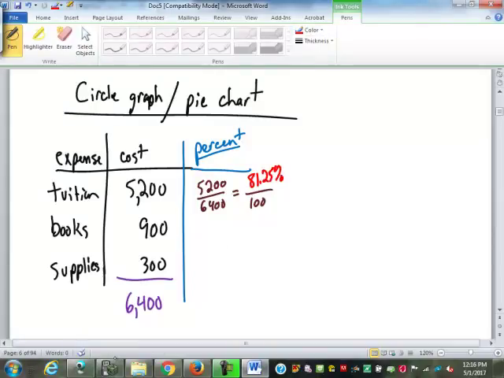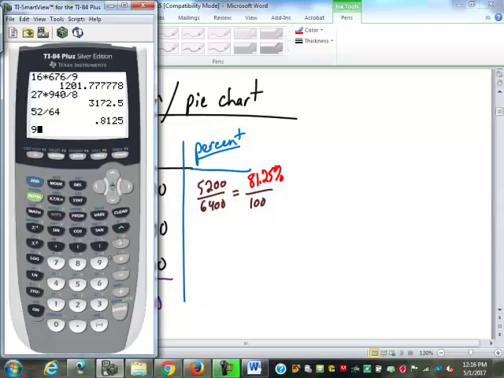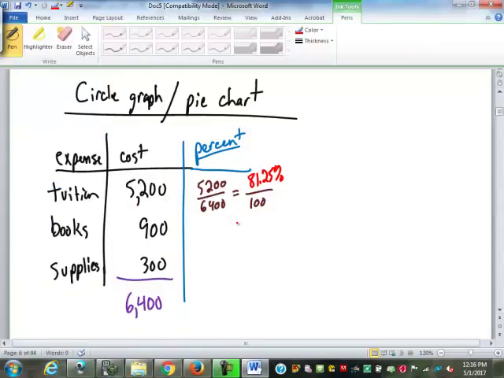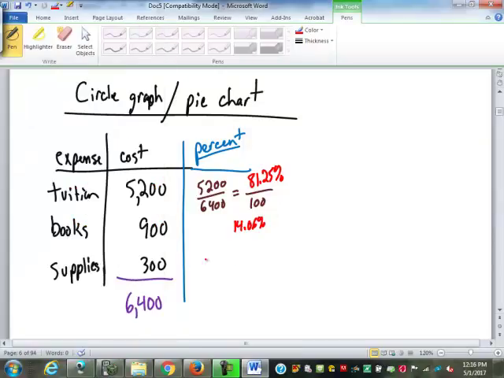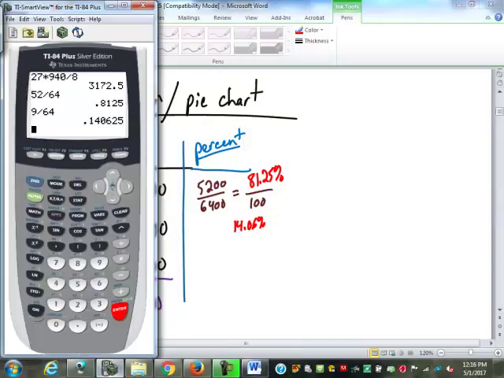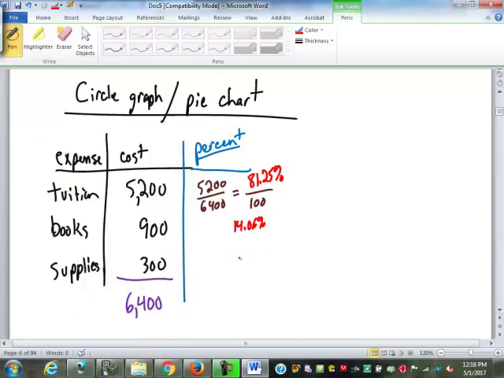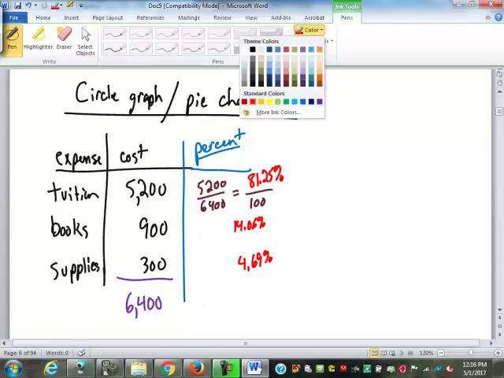If I did the 900, I'm going to take a shortcut and just punch these in because we're running low on time. 14.06%. Now you'll notice that number had to be rounded because it's 14.0625. Had to round it off. Then the 300, it's going to be 0.469%, or 4.69%, we're going to call that. Again, you see that had to be rounded.